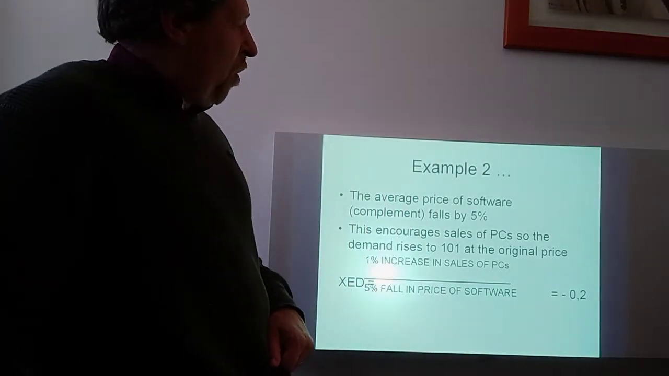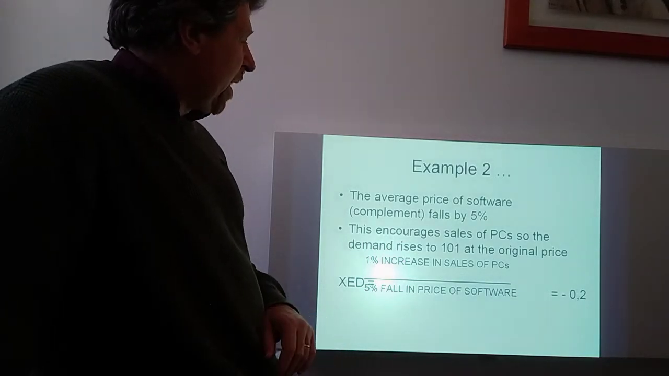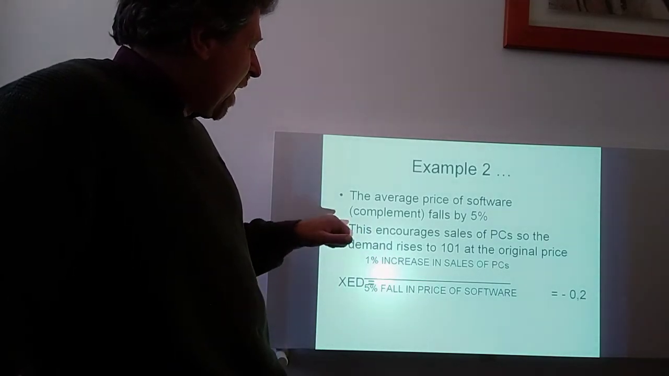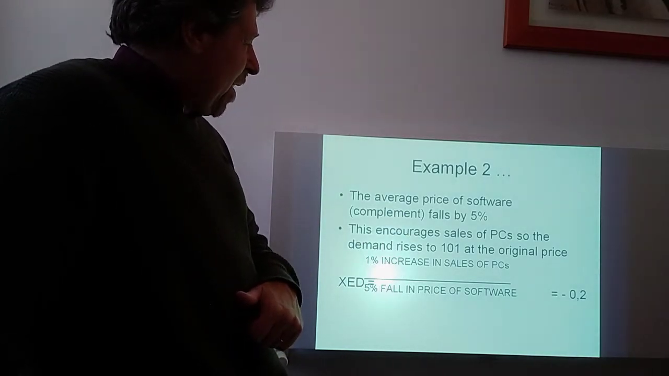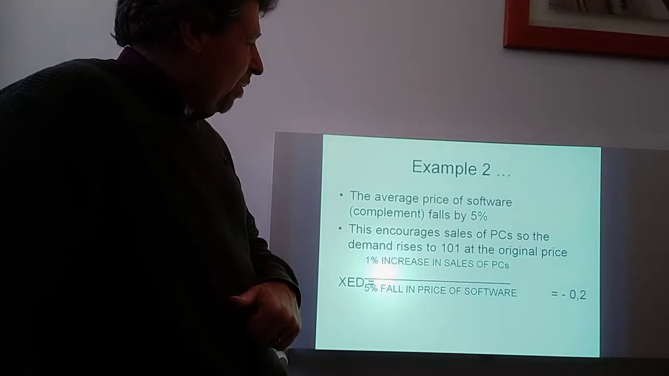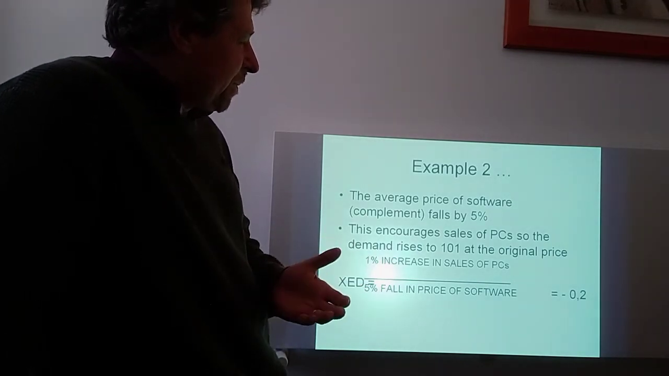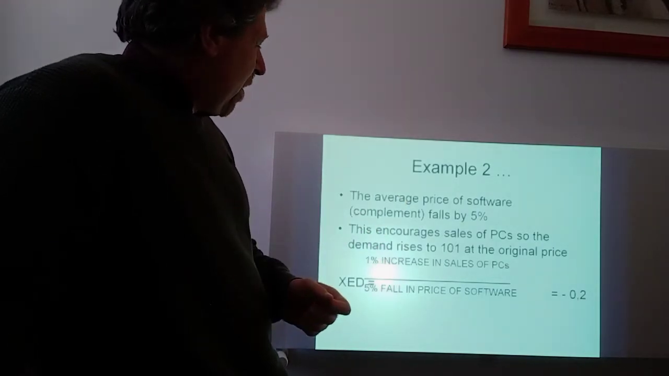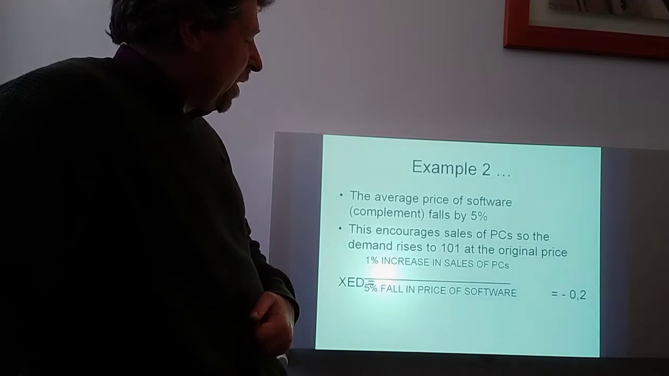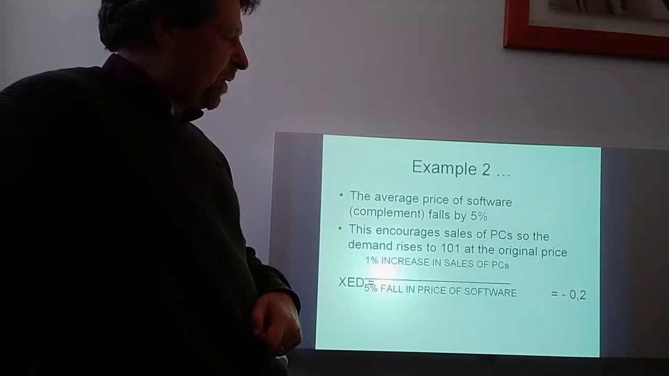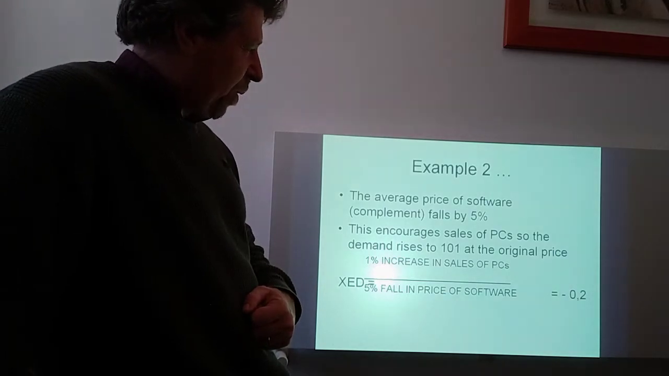So that gives us an example of substitutes. For an example of complements, the average price of software, which is the complement, falls by 5%. This encourages sales of PCs, so the demand rises to 101 at the original price. So here we can see that the average price has gone down, but that increases the demand for PCs, so you've got a negative and a positive, so that's going to end up as a minus coefficient, which is 0.2. Okay, so that gives us an idea.